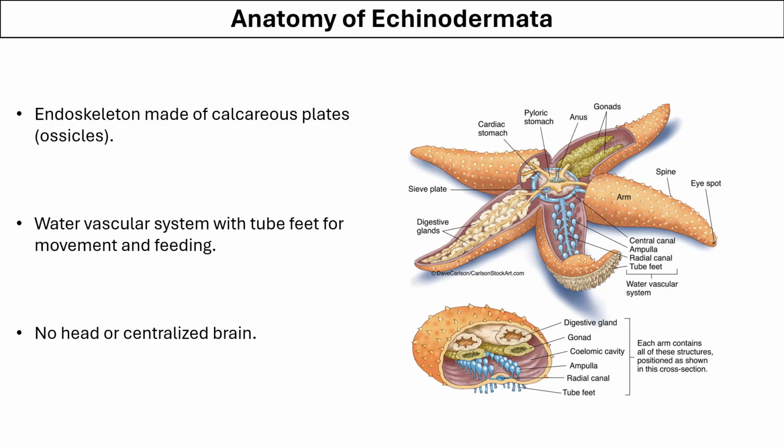Echinoderms have a water vascular system. They have tube feet which suck in water, and the water circulates through these canals and circulates nutrients and respiratory gases. They do not have a head or centralized brain, but they have a very well developed nervous system spread all over their body.